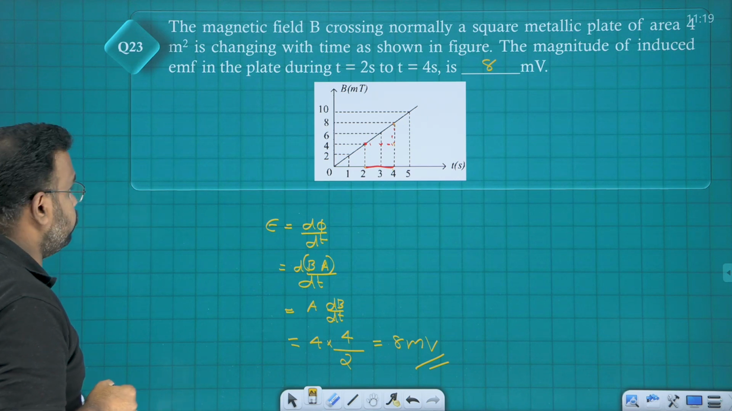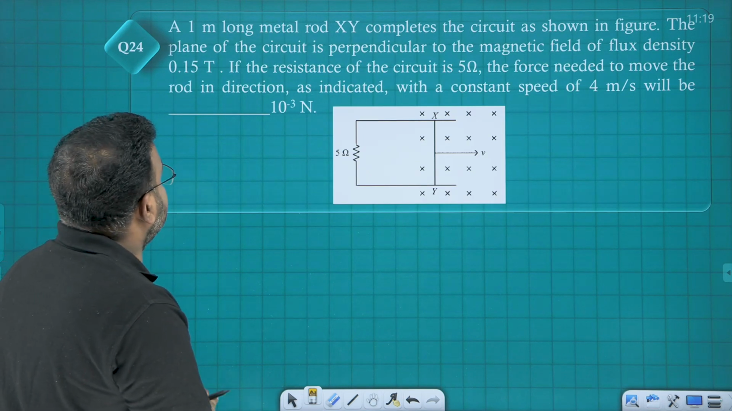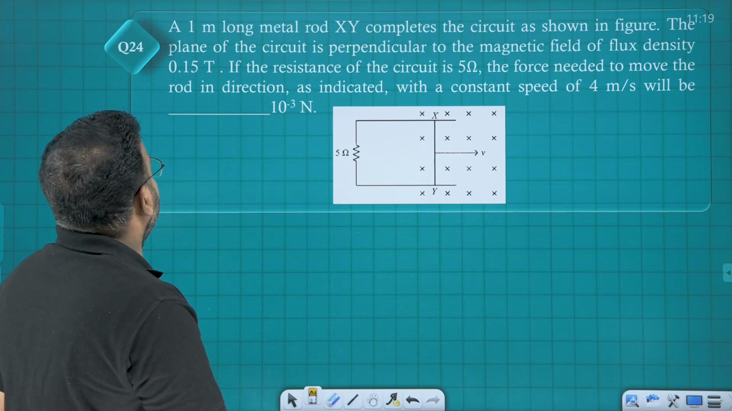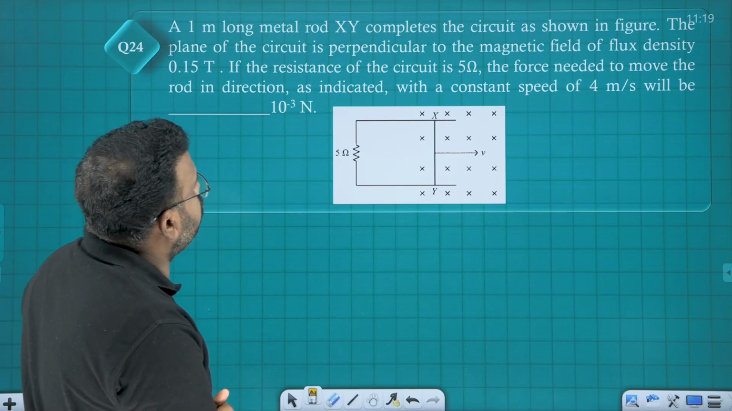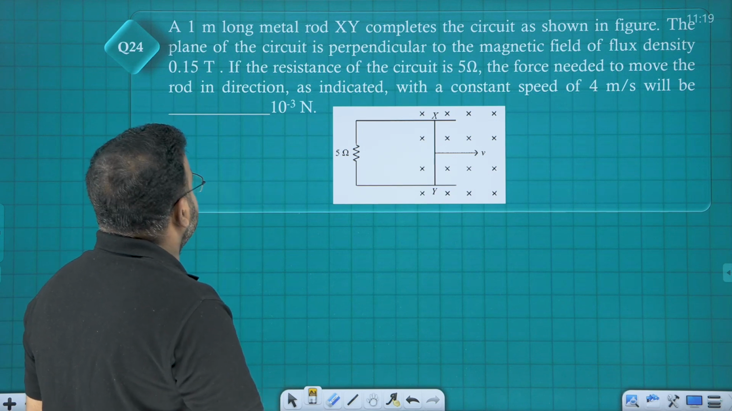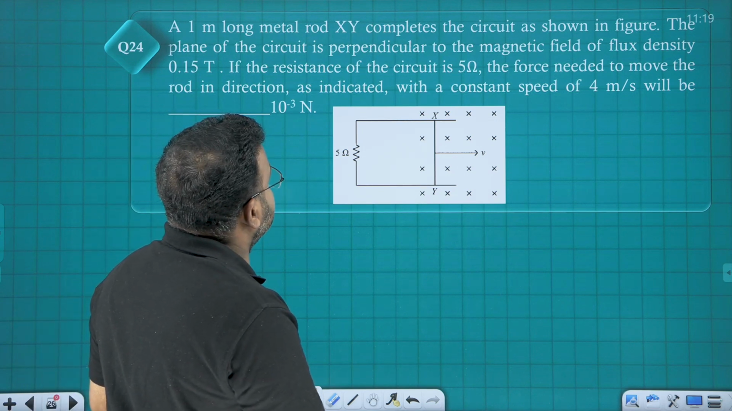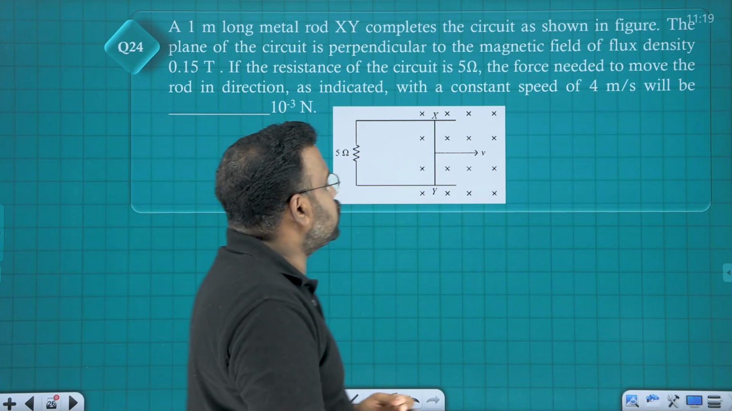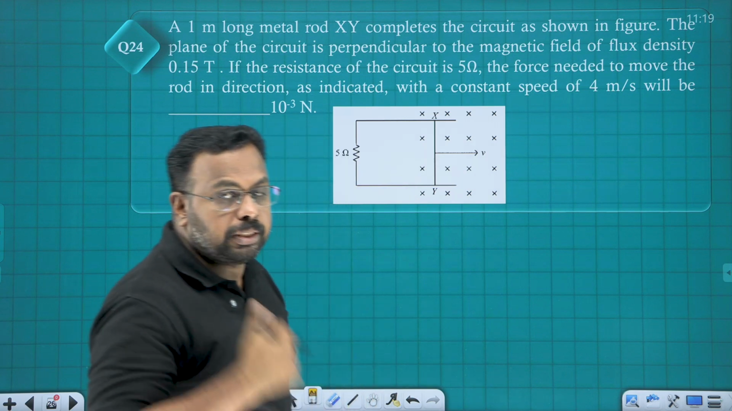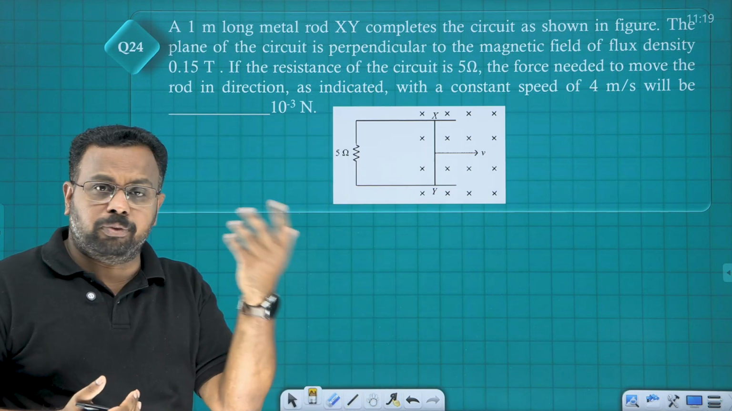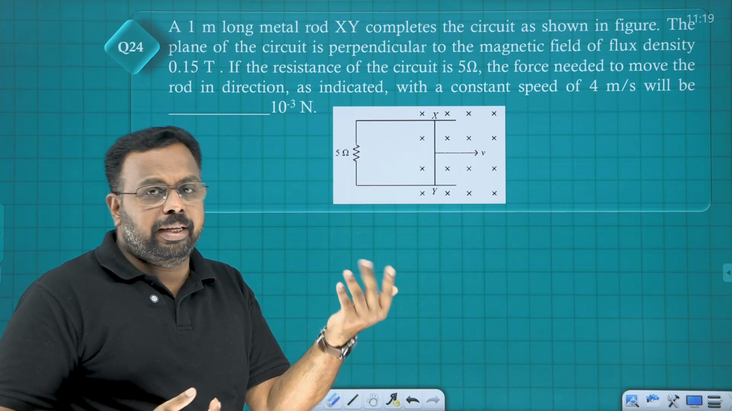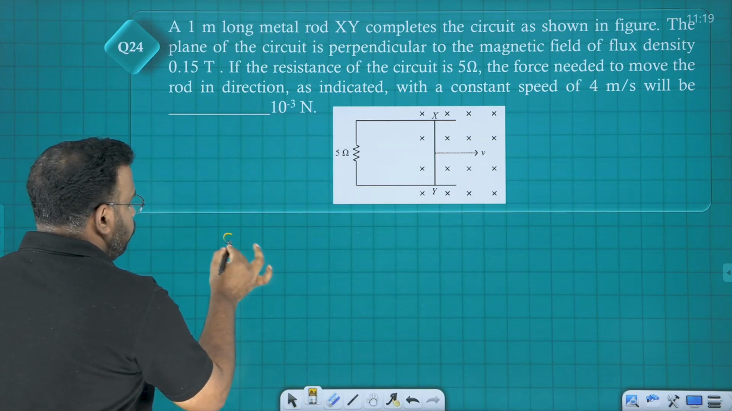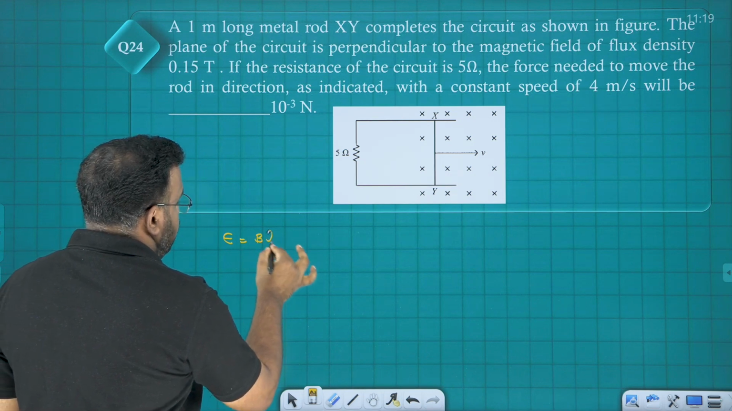Question number 24. A 1 meter long metal rod XY completes the circuit as shown in figure. The plane of the circuit is perpendicular to the magnetic field of flux density 0.15 Tesla. If the resistance of the electric circuit is 5 ohm, the force needed to move the rod in a direction as indicated with a constant speed of 4 meter per second will be. So this is a force-based question. Force on a current carrying conductor formula is ILB. For that we need to start with motional EMF. E is equal to what? BLV is the formula.